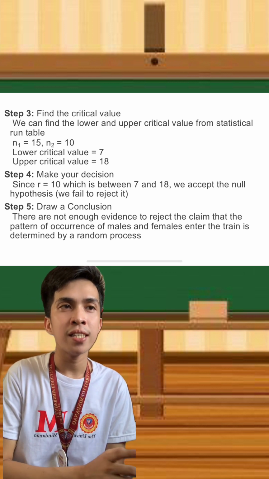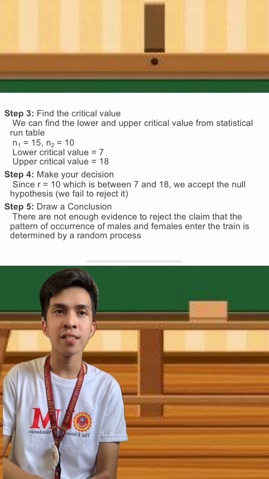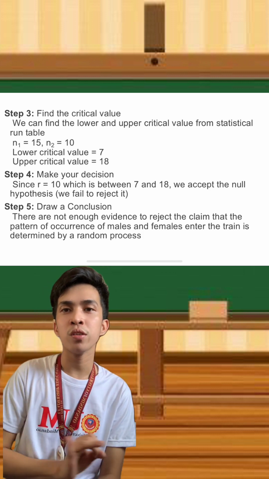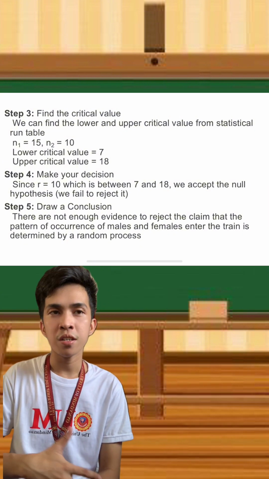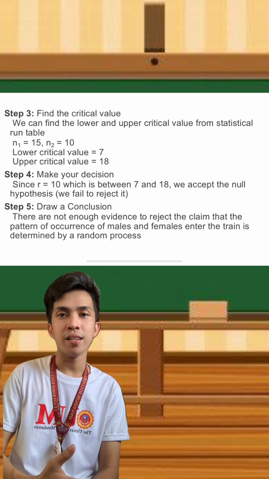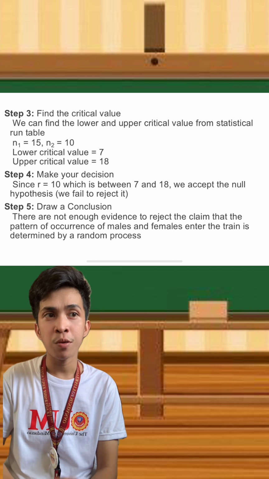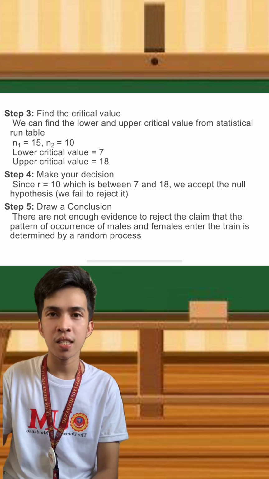So now we can see in the statistic table for runs that the lower critical value is equal to 7 and the upper critical value is 18. So for step 4, now you can make your decision. Since our runs is equal to 10, which is between 7 and 18, we accept the null hypothesis, or we fail to reject it.